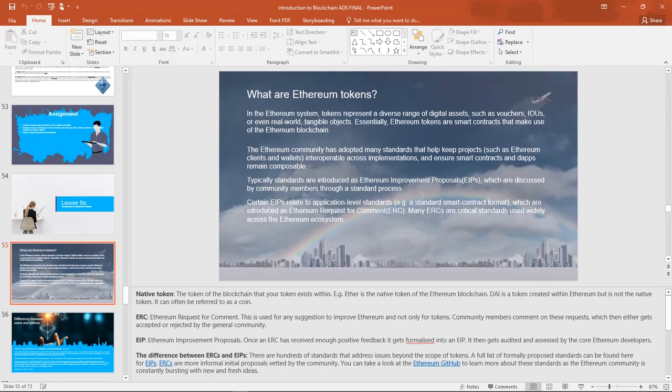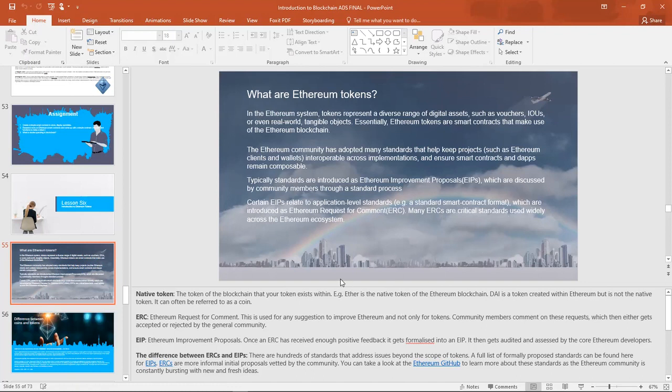Certain EIPs relate to application-level standards, like a standard smart contract format, which are introduced as Ethereum Requests for Comment. This is how ERCs were born. Somebody created an Ethereum Request for Comment that was number 20, and that's how ERC20 was born. Many ERCs are critical standards used widely across the Ethereum ecosystem.